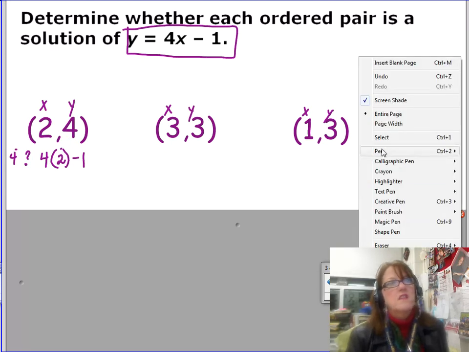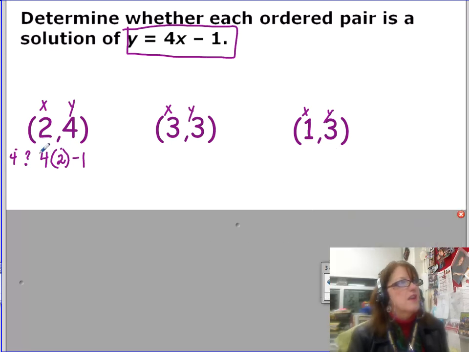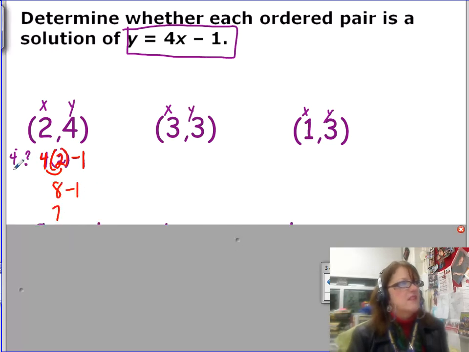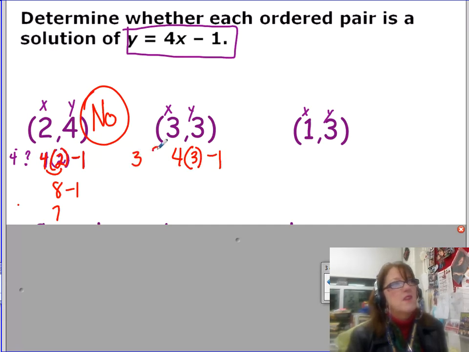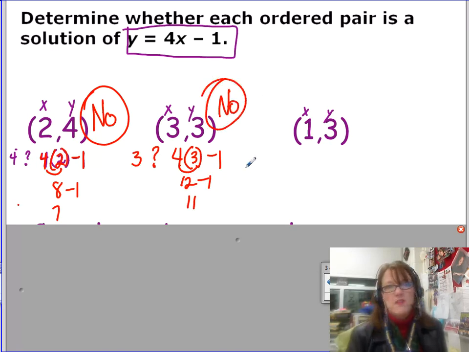In fact, since I've got this in purple, I'm going to change to red. So we're testing a 2 and seeing if it works. Well, 4 times 2 is 8. 8 minus 1 is 7. That's not equal to 4. So this one is a no. 2 comma 4 doesn't work. 3, 3. Let's see if that works. So you have to take 4 times the x value minus 1. And our job is saying, does the y value 3 really equal this? Well, this is 12 minus 1, that's 11. Nope, that one doesn't work either.